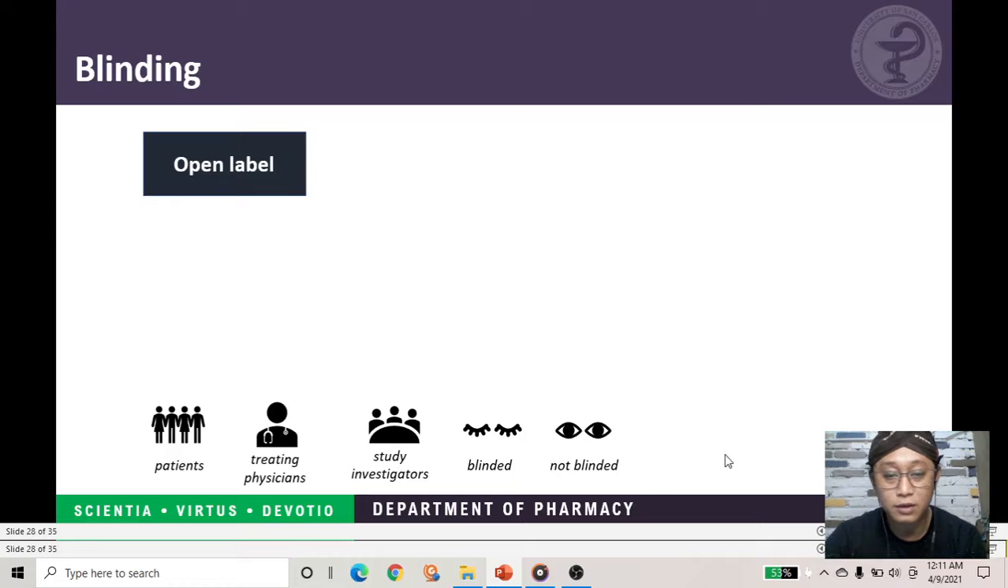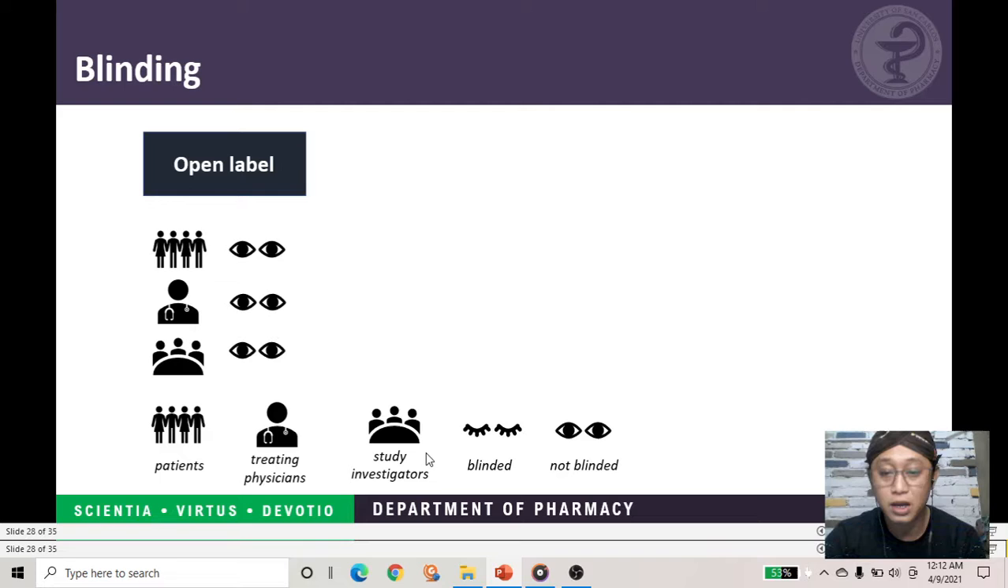So we have some icons here. This is for the patients, and the second one is for the treating physicians. This is the regular service provided by the health facilities, and then this is a panel of investigators, and these are the symbols for blinded and not blinded. In the open label, the participants know whether they are in the control or intervention group, and so do the treating physicians and of course the study investigators.